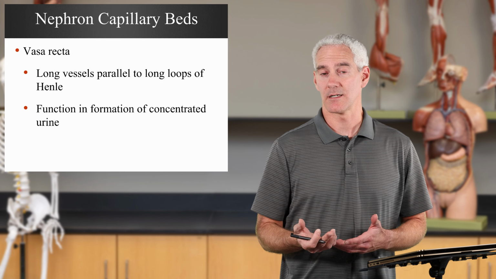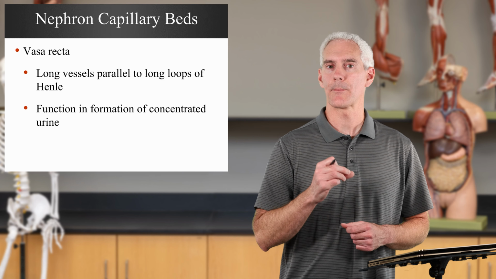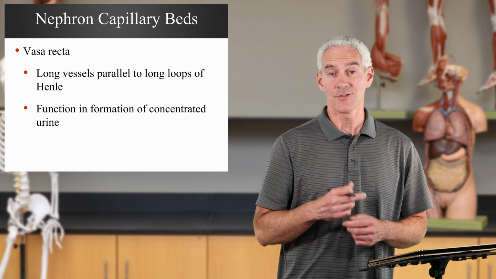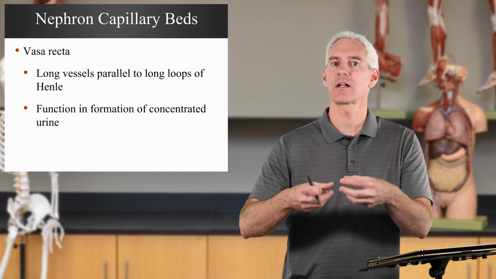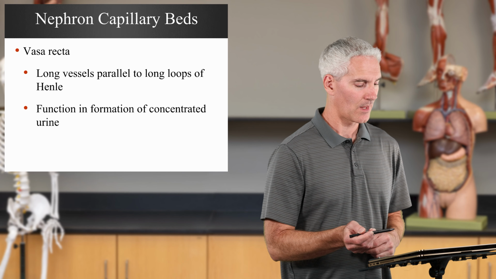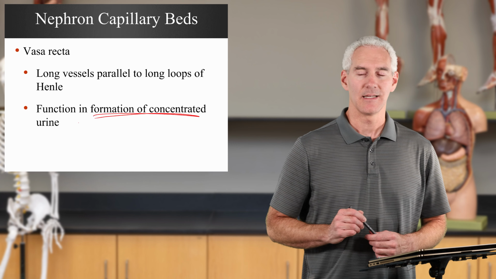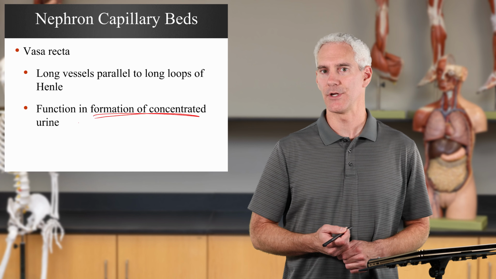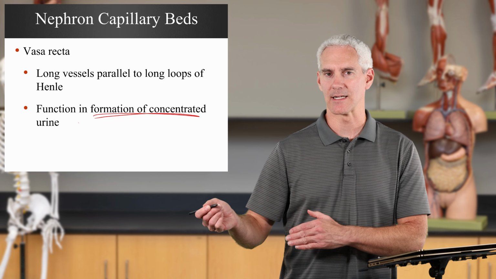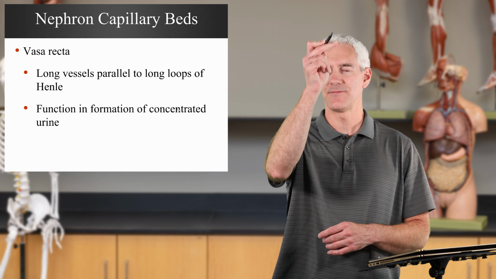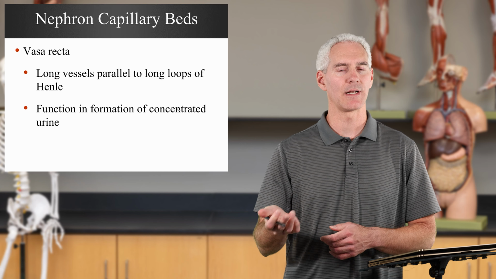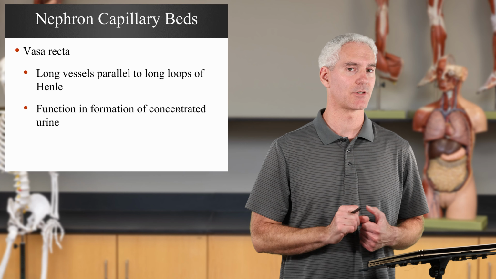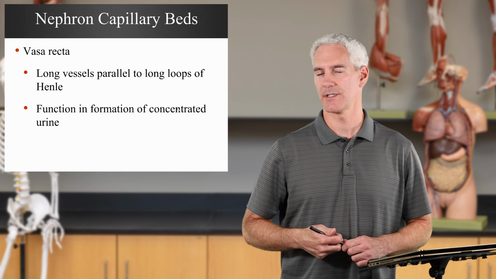The vasa recta is also a low pressure capillary system. Just like the peritubular, it's not trying to push things out, it's trying to collect and pick things up. Its main function is dealing with concentration of urine. I want to talk about that later on, but keep in mind, these very long, deep loops of Henle that go down into the medulla that have these vasa recta are dealing with concentration of urine.